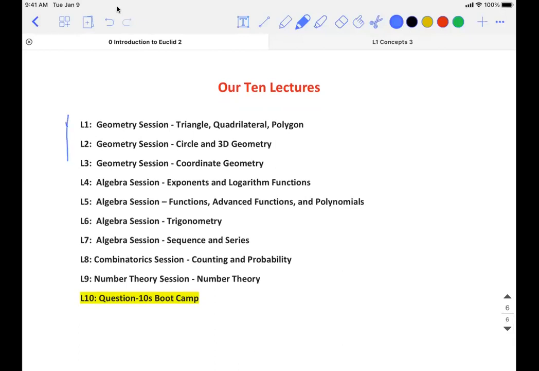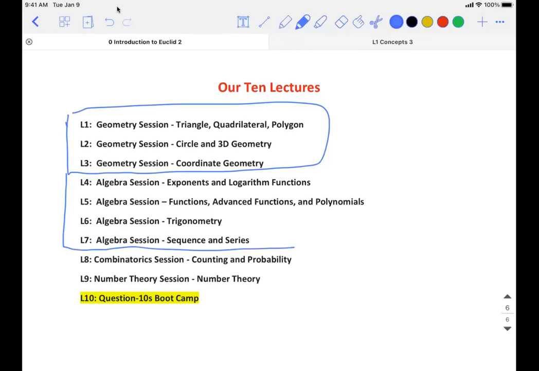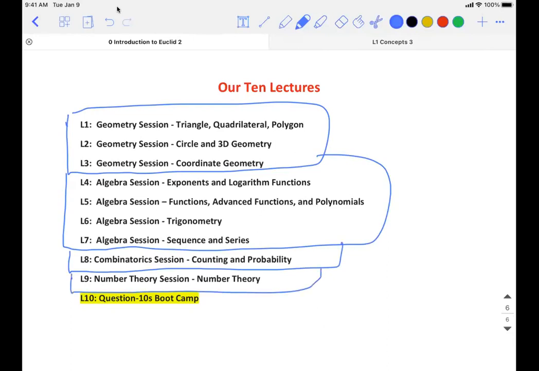For the first 3, we're going to talk about the geometry section. From number 4 to number 7, we're going to talk about the algebra section. From number 8, we're going to talk about combinatorics, the counting and probability section. And the last lecture will cover the number theory section.